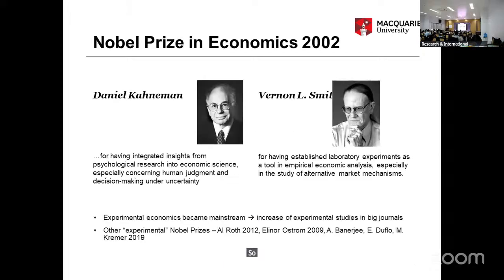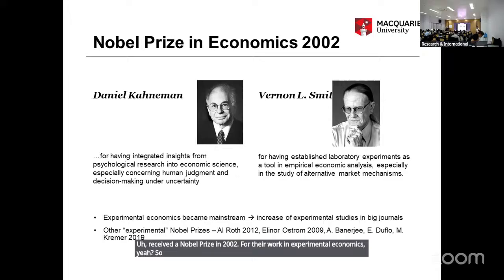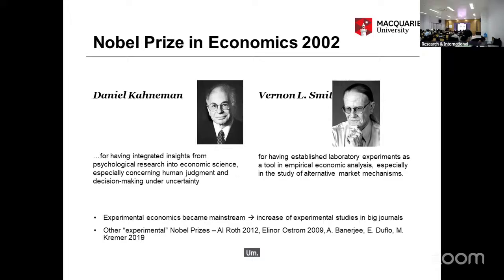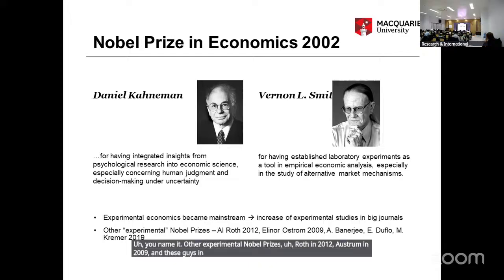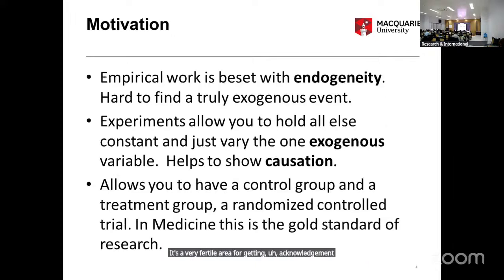These two men, Kahneman and Smith, received a Nobel Prize in 2002 for their work in experimental economics. Since that Nobel Prize, you're seeing more and more experimental studies in the top journals, the tier one, economics, finance, accounting, you name it. Other experimental Nobel Prizes: Roth in 2012, Ostrom in 2009, and these guys in 2019. So it's a very fertile area for getting acknowledgement and prizes.